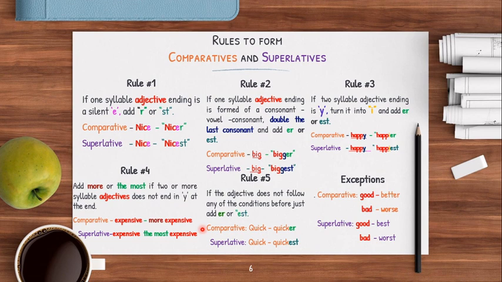There are a lot of exceptions. If you don't know them, I suggest you look for them online. My students will have the list of exception adjectives. I mean, the adjectives that are exceptions to these rules, that will not have er or est added to their form like a suffix. They will not have that.